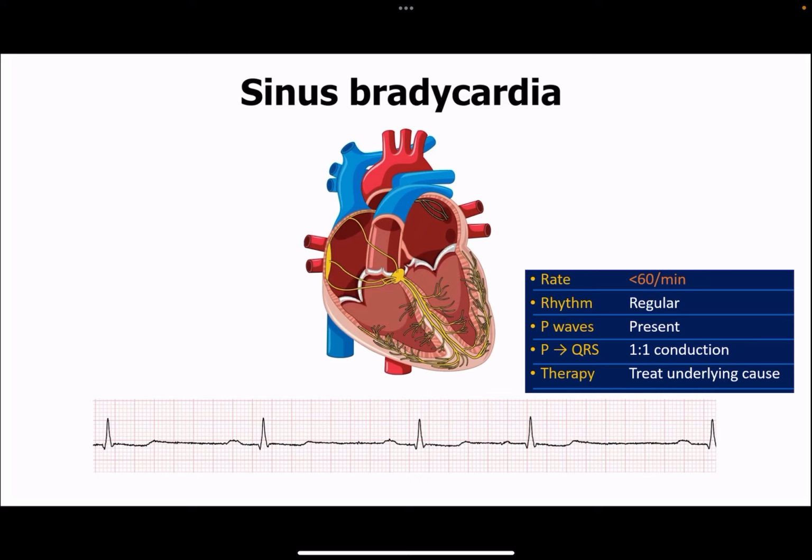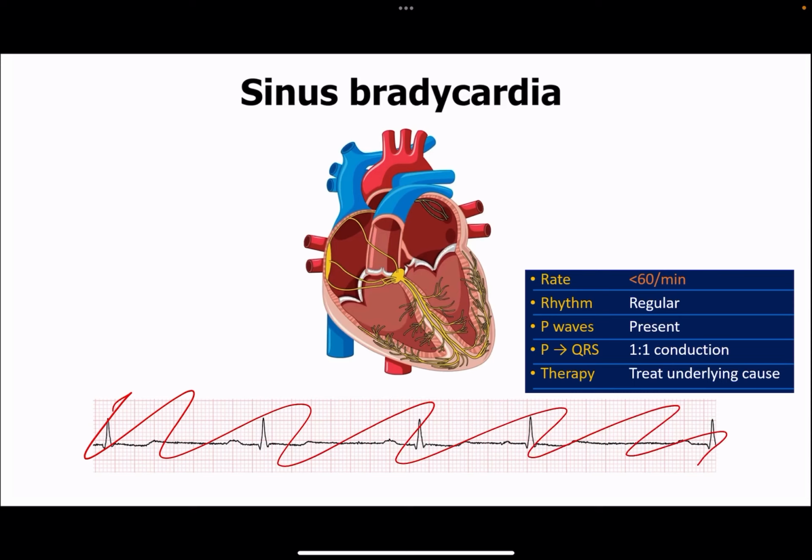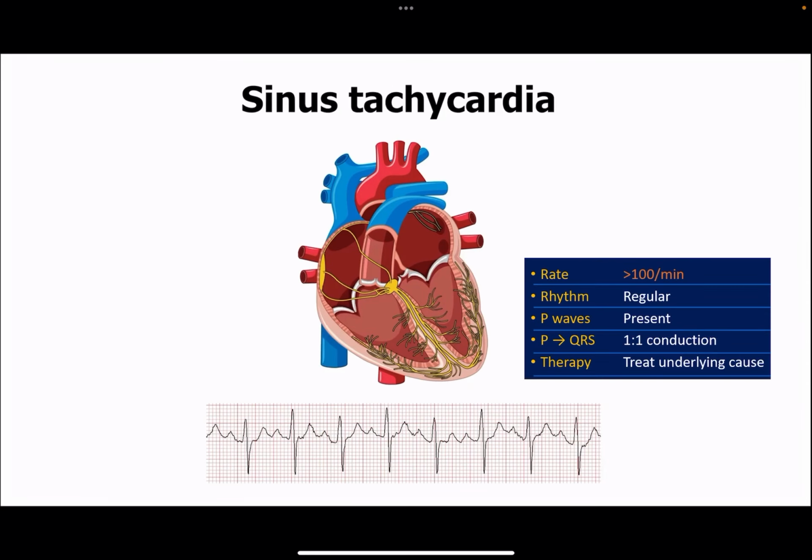I'm just skipping on this one because this is a heart block. So disregard this ECG strip. I wasn't able to edit this, but that's a heart block. Okay.